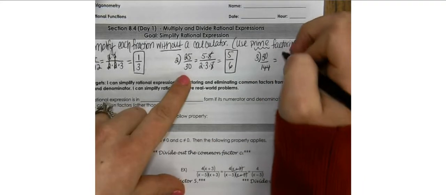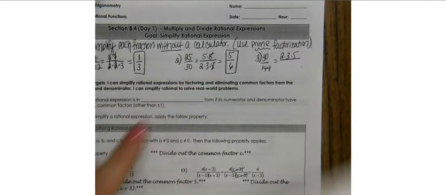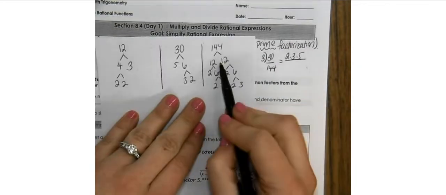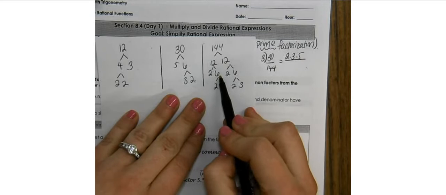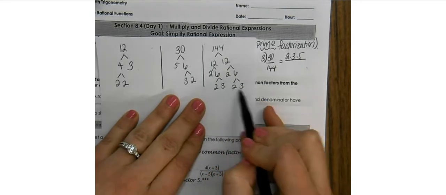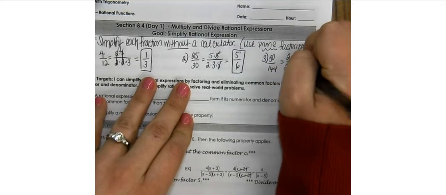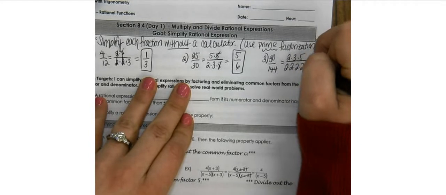For 30, I've already broken that down in number 2. So that's going to be 2 times 3 times 5. And 144, that's equal to 12 times 12. So you can break it down into 2 times 6 and then 2 times 3. And then another 12 is 2 times 6 and a 2 times 3 for a total of 1, 2, 3, 4 2's and 2 3's. So that's what I'm going to write down in my denominator. 4 2's, 1, 2, 3, 4, and 2 3's, 3 times 3.